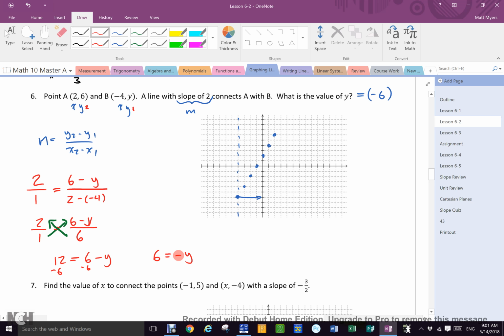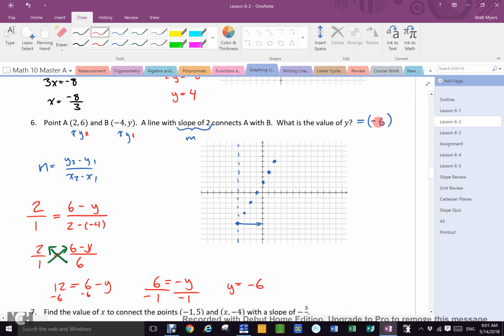How do I get rid of that negative? Divide by what? Negative 1. So what do I do here? Divide by negative 1. And what does y equal? Negative 6. And what did we know y equaled from counting? Can everybody do this? You can find it by counting, or you can find it by algebra.